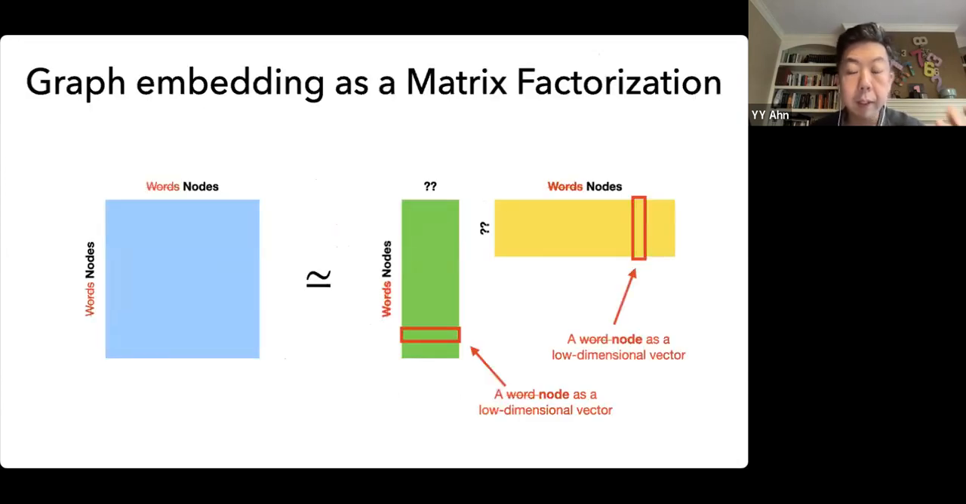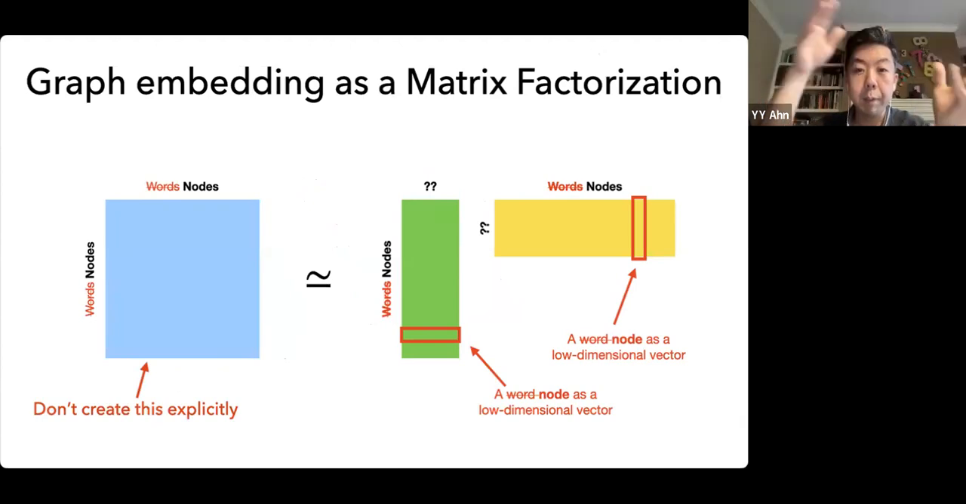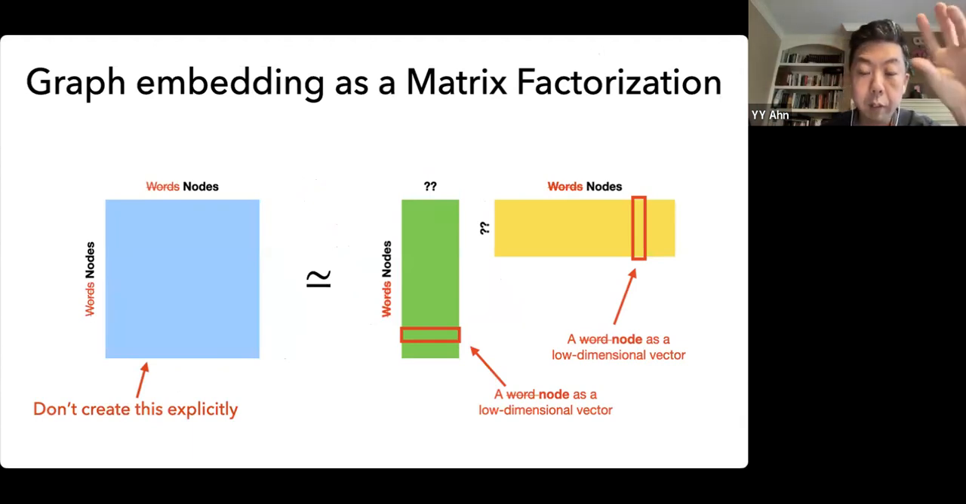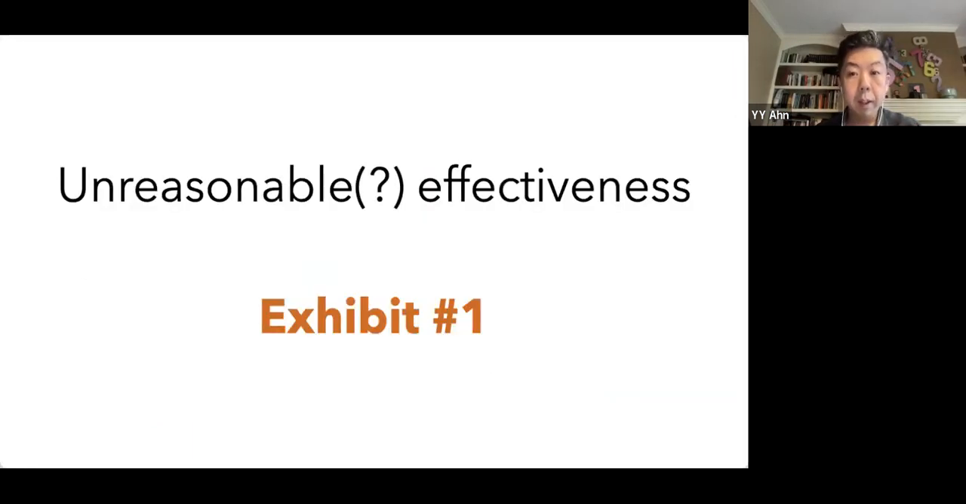So again, graph embedding based on this idea can be thought of as a matrix factorization. Each two nodes have some similarity metric. It can be proximity, conceptual proximity between these two nodes in the network. And then they can represent it by the product of two low rank matrices. Okay. So I will show some interesting examples of the unreasonable effectiveness of this simple graph embedding method.